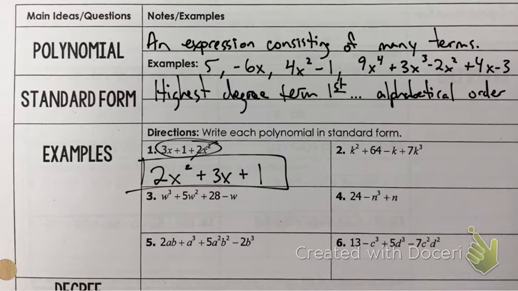Okay, I want you guys to try out number 2. Be honest, who already did it? I didn't say it, man. He didn't do it. Okay, I just wrote it up here. You guys can check it out after you get it done. So just notice the degree of my terms go 3, 2, 1, 0.